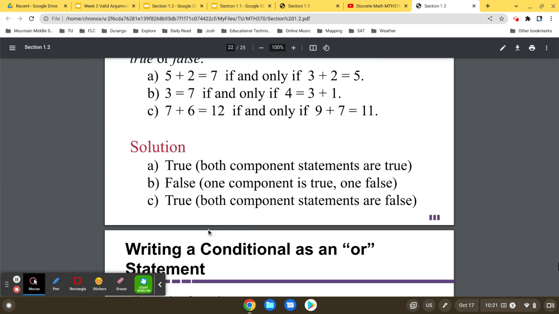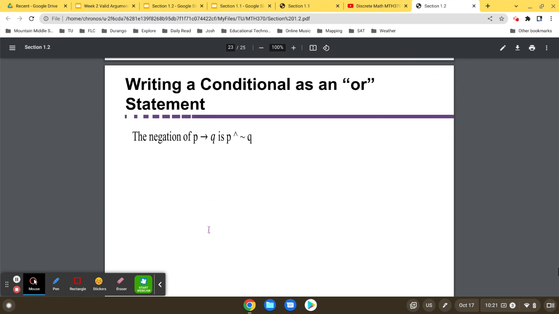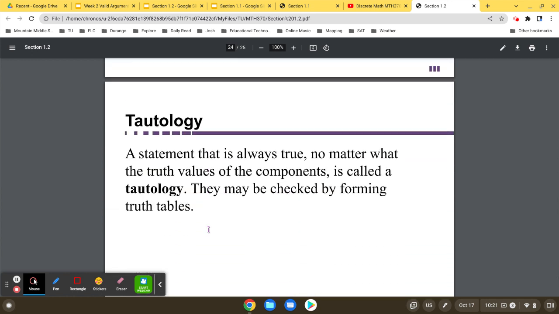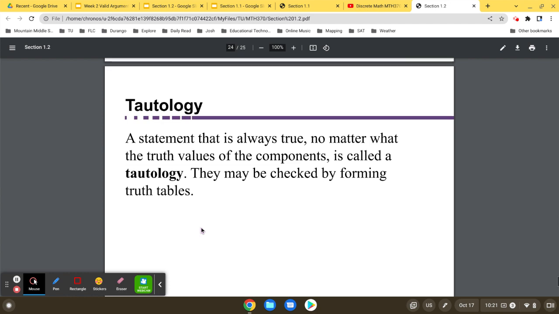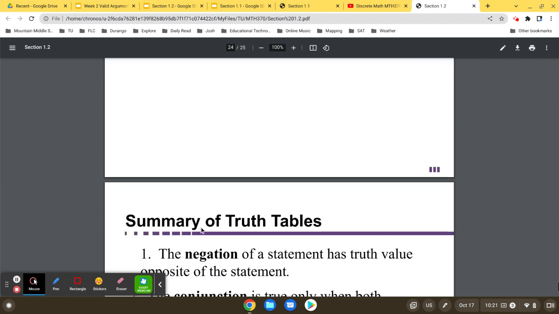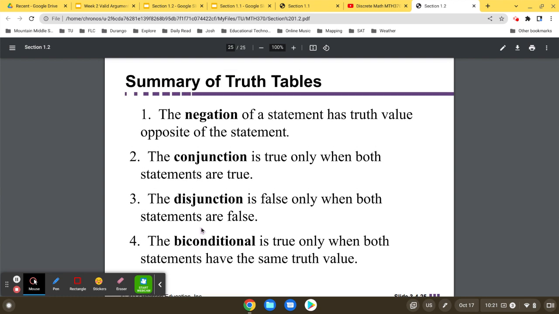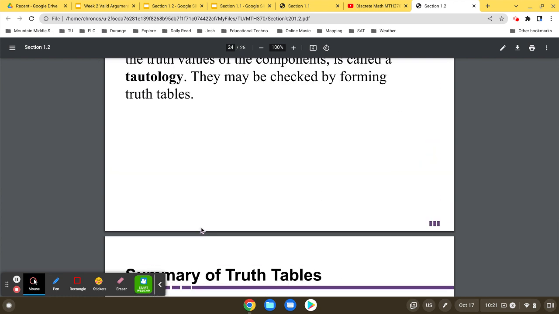So some examples to take a look at. A tautology is a statement that is always true, no matter the truth values of the components. It's called a tautology. We don't have an example of that right now, I just want to put that in your notes. And then we've got a little summary of the truth tables, and that should wrap us up for section 1.2.